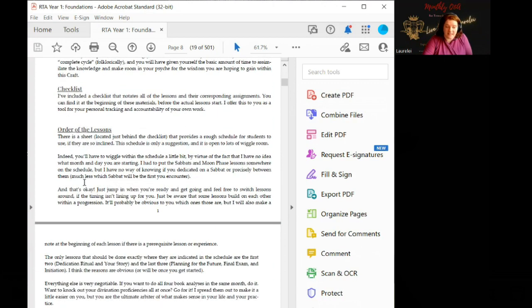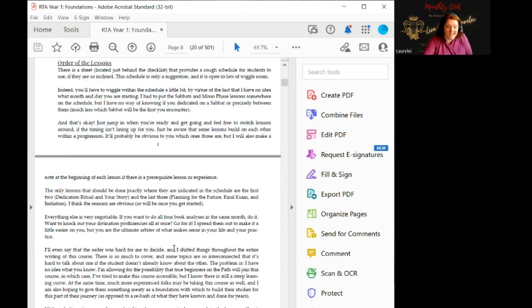The order of the lessons, this is where we're talking about that. I don't necessarily recommend doing the lessons in the order of the table of contents. I recommend doing them in something like the progression that I have listed. I think it's on page 17, and we'll get to that in a second. But you're not required to do them in that order. If you want to do them in a different order, that's fine.